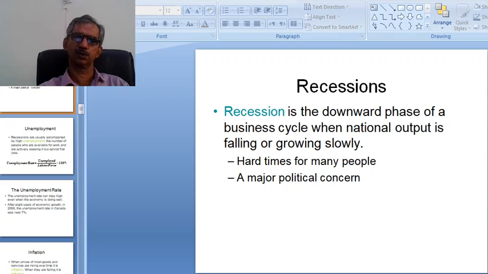If the GDP is growing at a slower pace or at less than 3%, we say there is a recession. And these are hard times for many people, a major political concern for the politicians. And even in the COVID situation, the world is facing a recession-like situation.